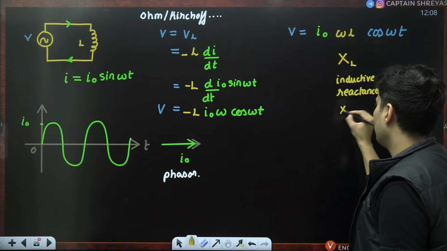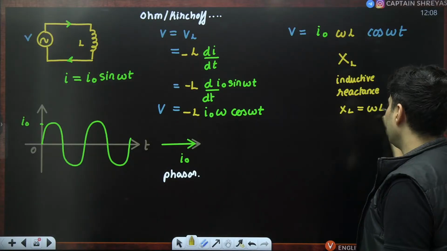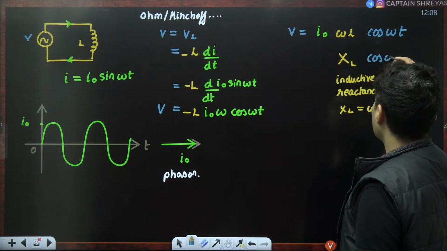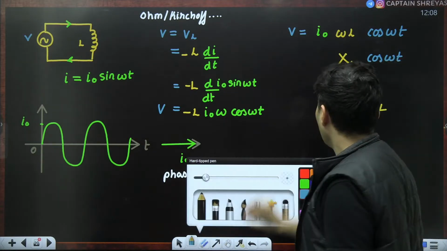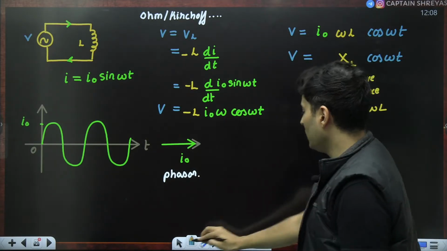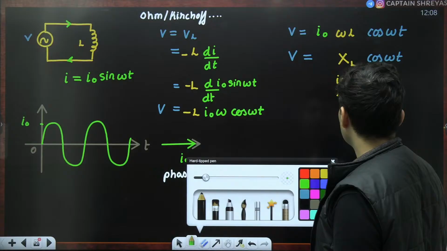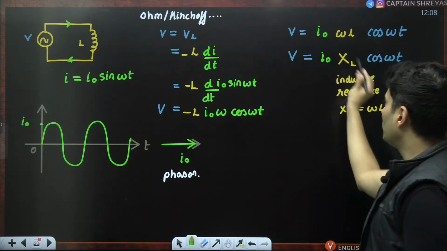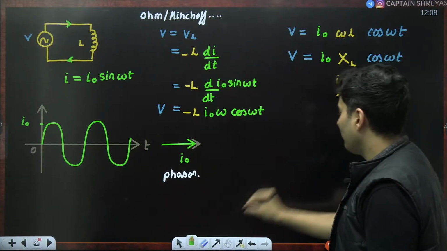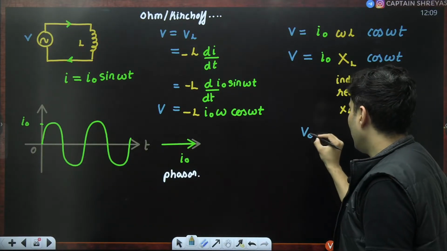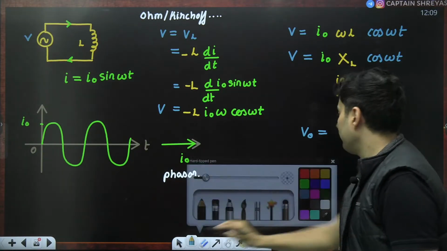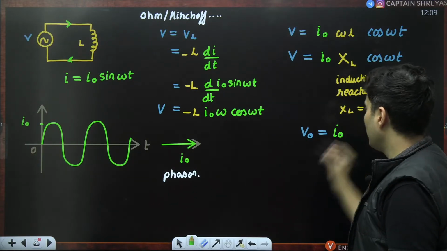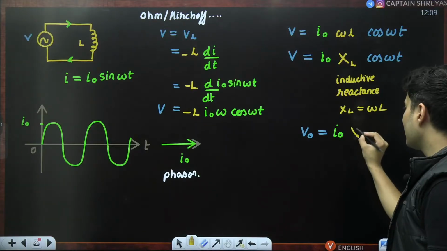This inductive reactance is omega into L. So this is anyways cos omega t. Okay, I'm just interested in the magnitudes only, nothing else. So this is your I naught. You can see this right over here, correct? So if I had to put V naught, V naught will be nothing but I naught. Maximum voltage will be I naught into XL.